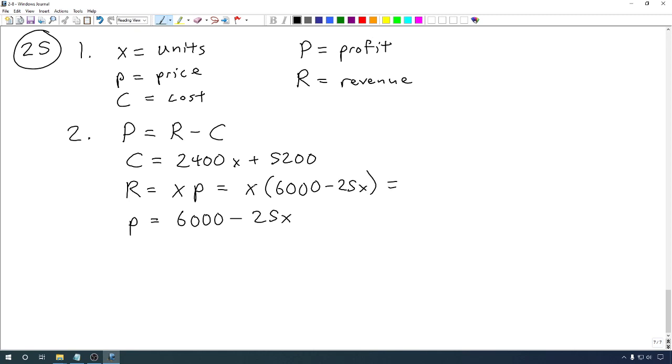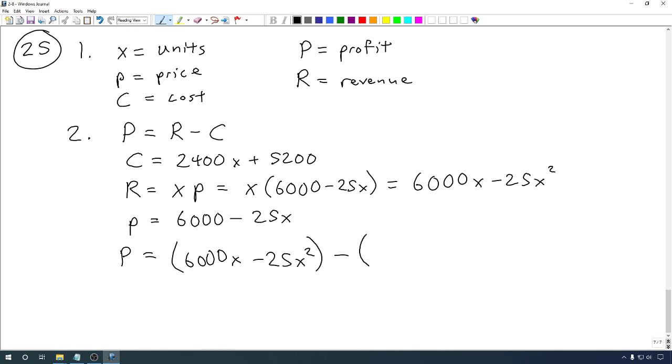And just to make it easier on us, I'm going to go ahead and distribute the x to both terms. So we have 6,000x minus 25x squared. If we put these values of R and C together for P, we get P is equal to 6000x minus 25x squared minus (2400x plus 5200). Putting them in parentheses here because I do need to remember to distribute this negative.